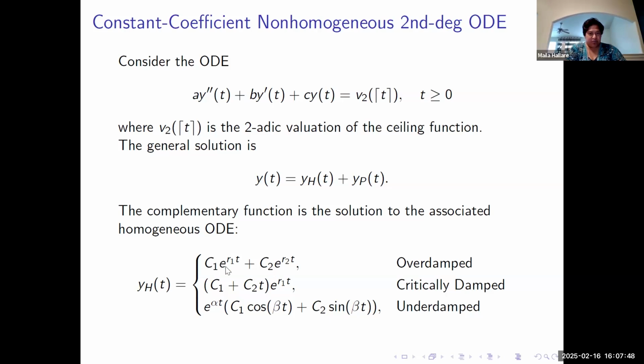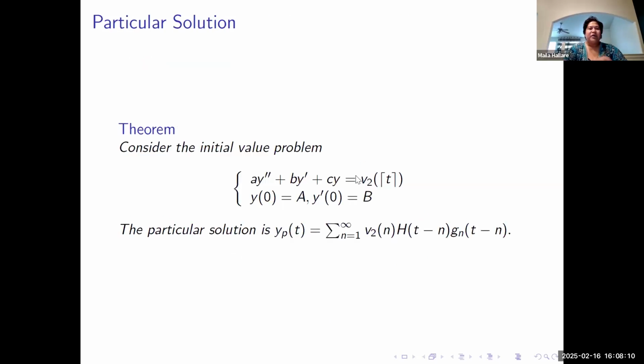So this is when the discriminant of the characteristic equation is positive. This is when the discriminant of the characteristic equation is exactly 0, and when the discriminant of the characteristic equation is negative, also known as the underdamped case. In other words, our energy will be focused on computing the particular solution of our differential equation.